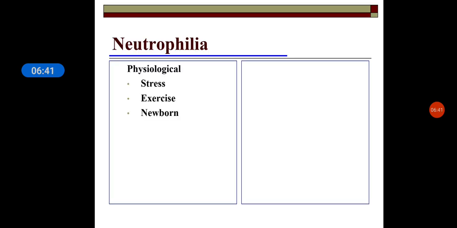Now let's see what are the causes for neutrophilia. This is a very, very common viva question. When you come for practicals, this is a favorite viva question. So you always start off with physiological causes and pathological causes, right? When you give your answer, you have to answer in this form, that is, give it as physiological causes and pathological causes. Now, what are the physiological causes?